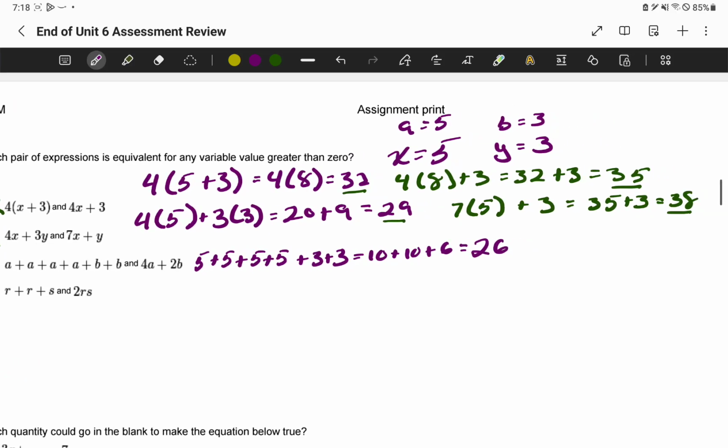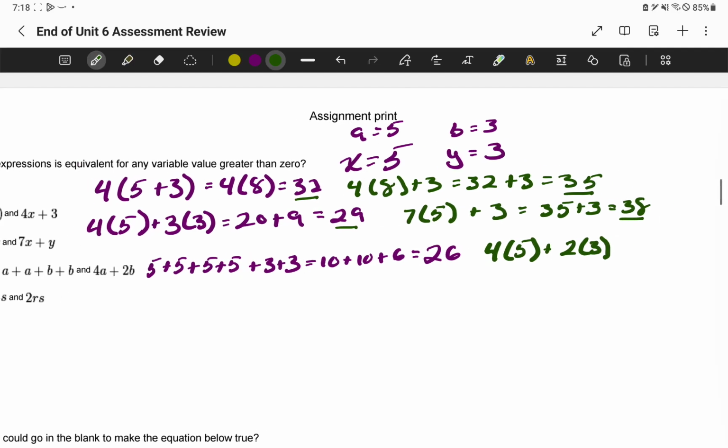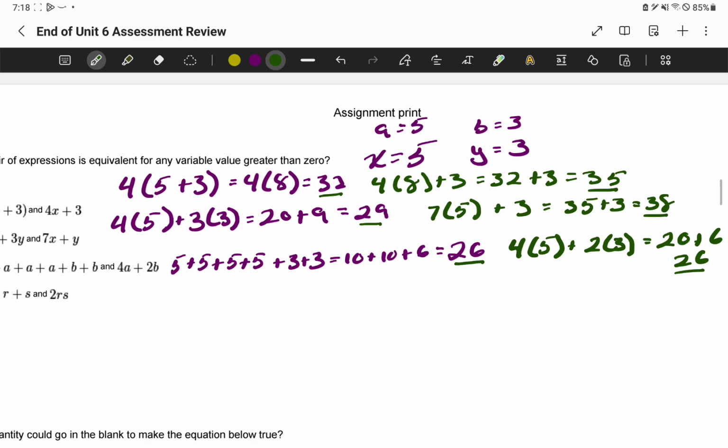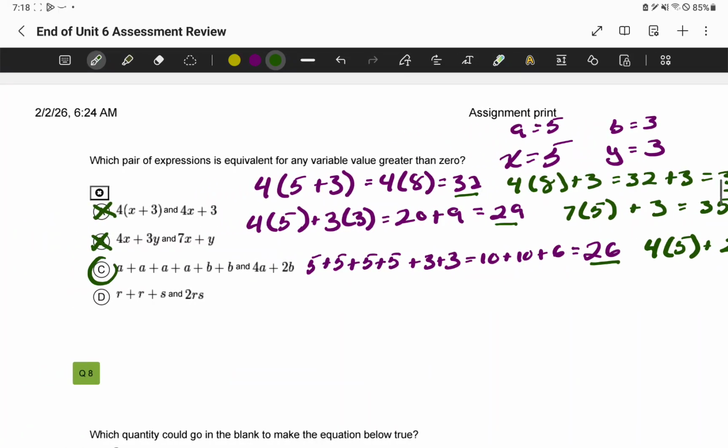Well, then I've got 4 times A. So 4 times 5 plus 2 times 3. Well, 4 times 5 is 20, 2 times 3 is 6, 20 plus 6 is 26, 26 is the same as 26, and so my answer is C.